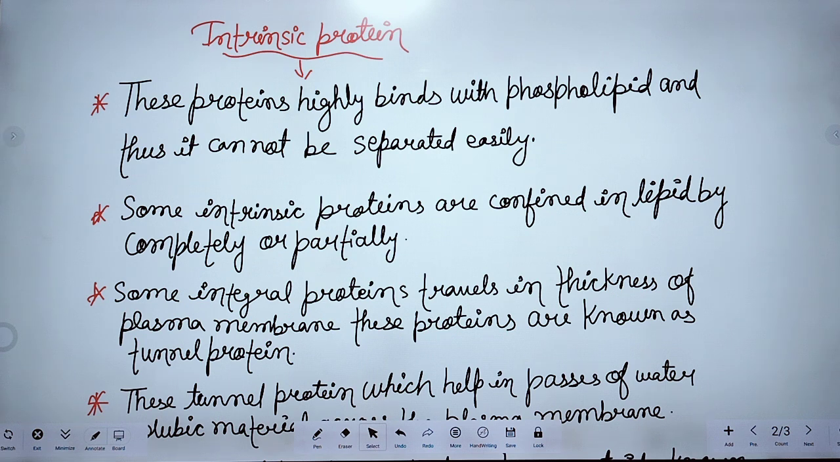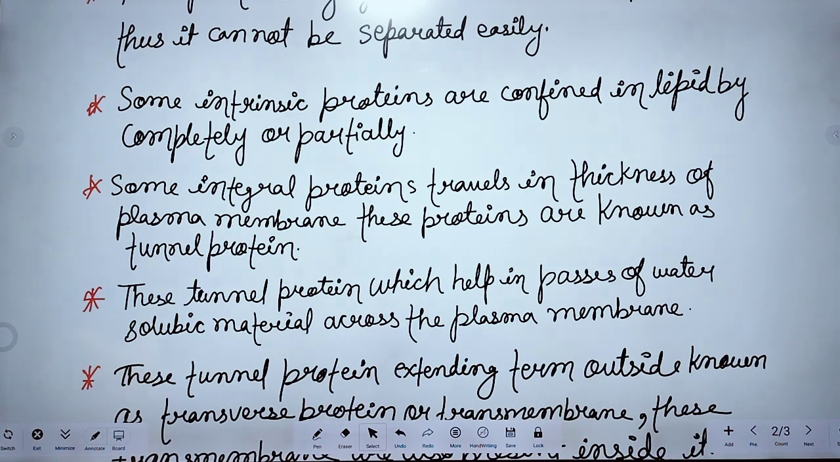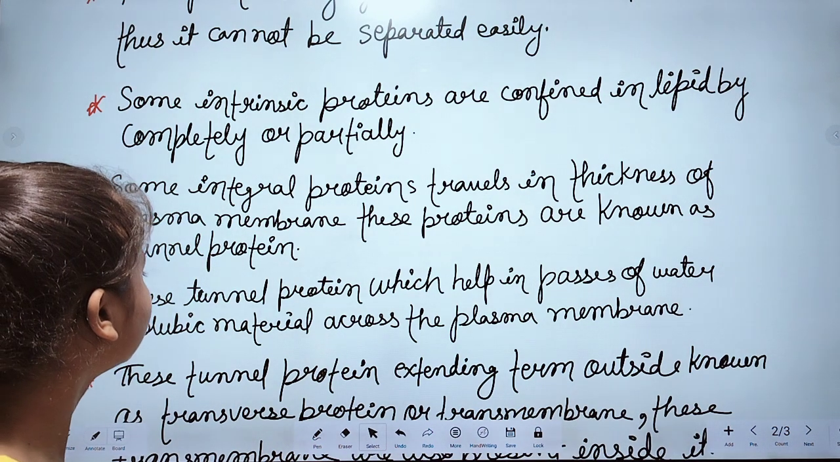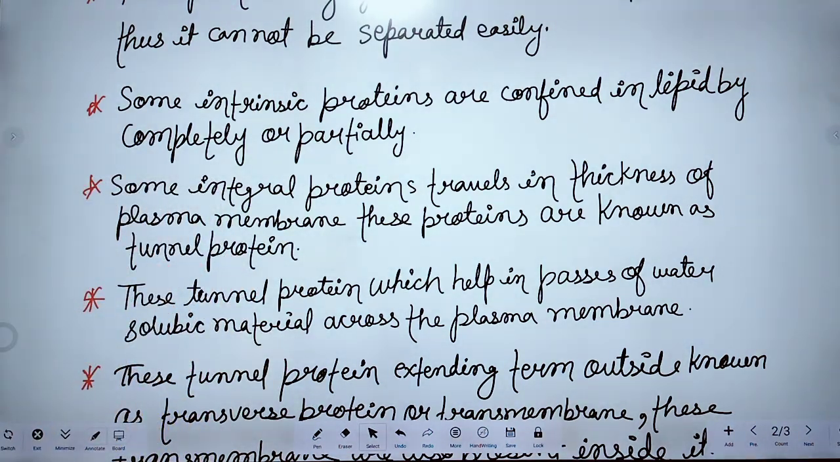The next point is that some integral proteins travel in the thickness of the plasma membrane. These proteins are known as tunnel proteins. If these proteins are present in the thickness of the plasma membrane, then they are known as tunnel proteins. These tunnel proteins help in the passage of water-soluble material across the plasma membrane.